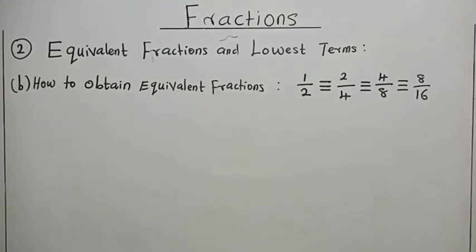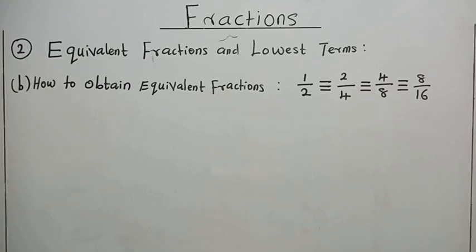Now let us see how to obtain equivalent fractions. To do that, let us remember what we saw just recently. We recall that these 4 fractions are equivalent to one another. It is this 1/2 that produced the other 3. We're going to make use of consistent observation to find out how to obtain equivalent fraction or fractions from one fraction.